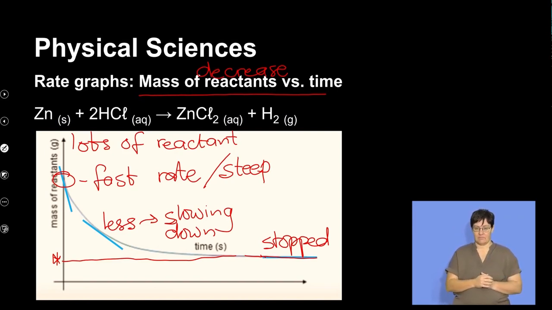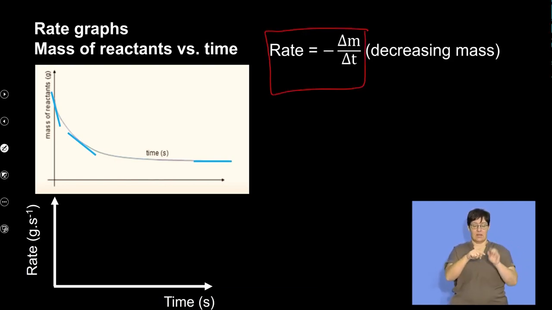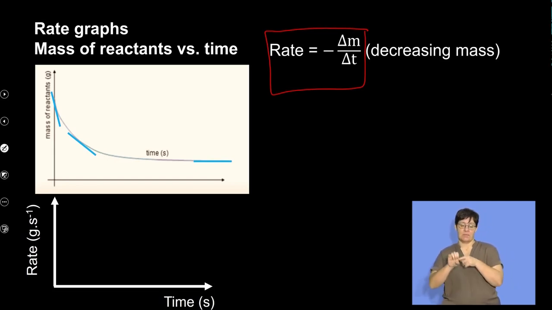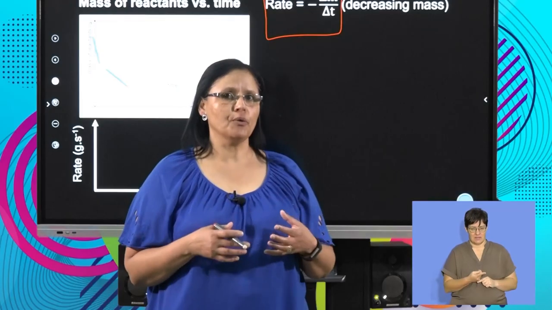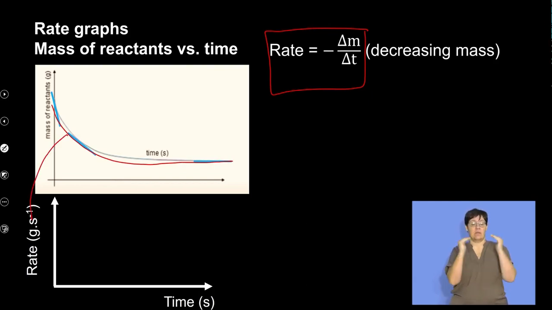When we look at the rate of the reaction, the rate of the decrease of the mass of our reactants, we can work it out mathematically by saying the rate of this reaction is equal to minus the change in the mass over the change in time, over regular time periods. Now I just want to explain where that negative will fit in when we do the graph. Firstly, you need to remember that the gradient that we have here will be equal to the rate.